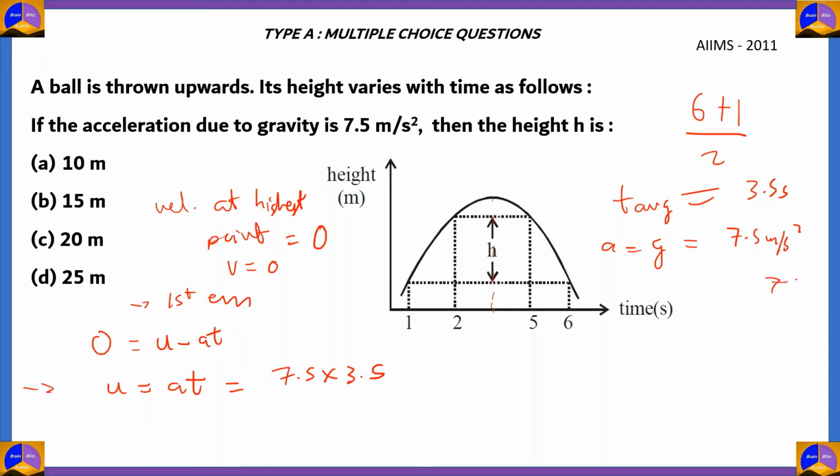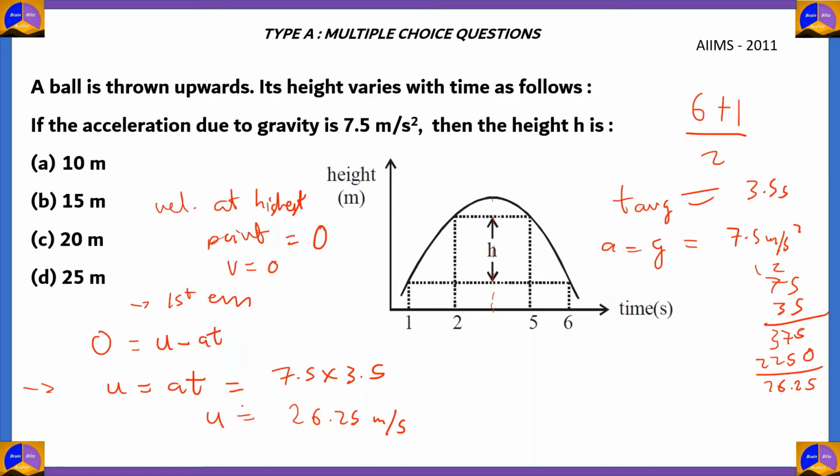We'll just do 75 times 35. 5 times 5 is 25. 7 times 5 is 35. 35 plus 2, 37. And 5 times 3 is 15. 7 times 3 is 21. 21 plus 1, 22. And now we get 2625. So we get 26.25 meters per second as the value of the initial velocity u.